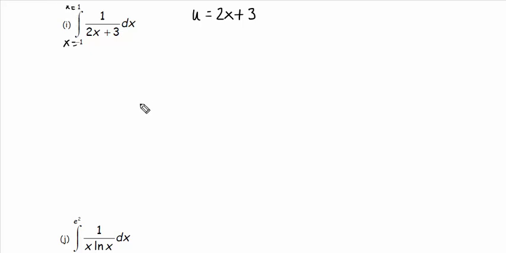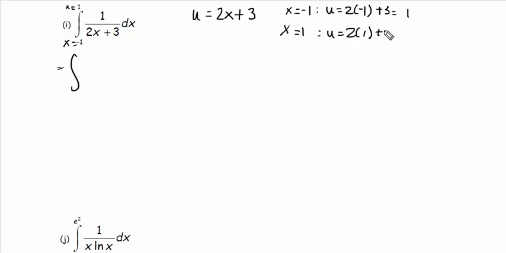So if I want the integral from negative 1 to 1 of 1 over 2x plus 3 dx, u is 2x plus 3. If x is equal to negative 1, u is 2 times negative 1 plus 3, which is 1. And if x is 1, u is equal to 2 times 1 plus 3, which is 5. So I have the integral from u equal 1 to 5. And if u is 2x plus 3, that's 1 over u.